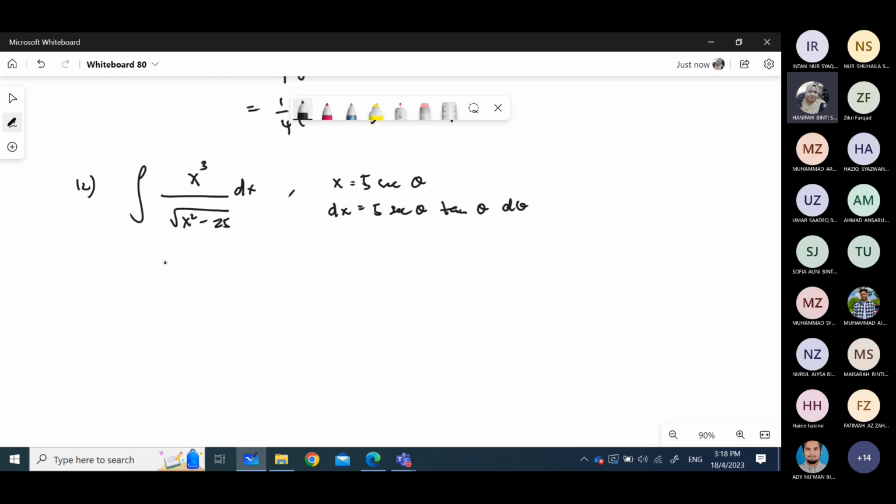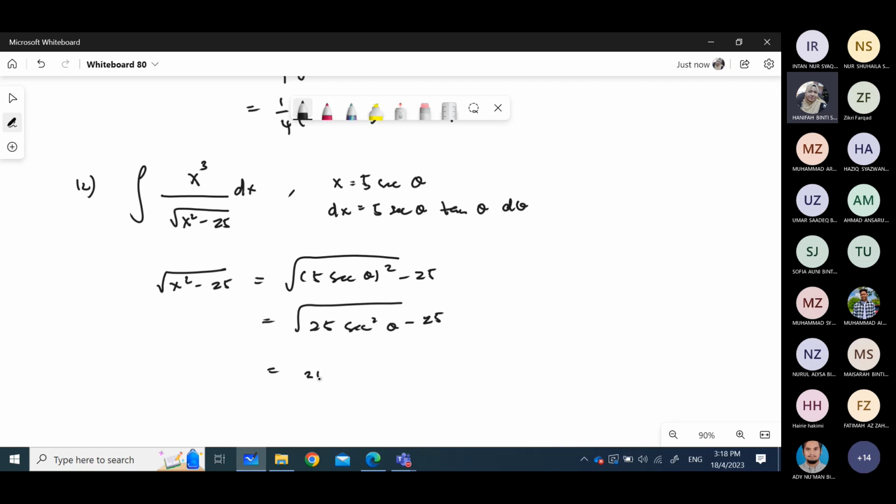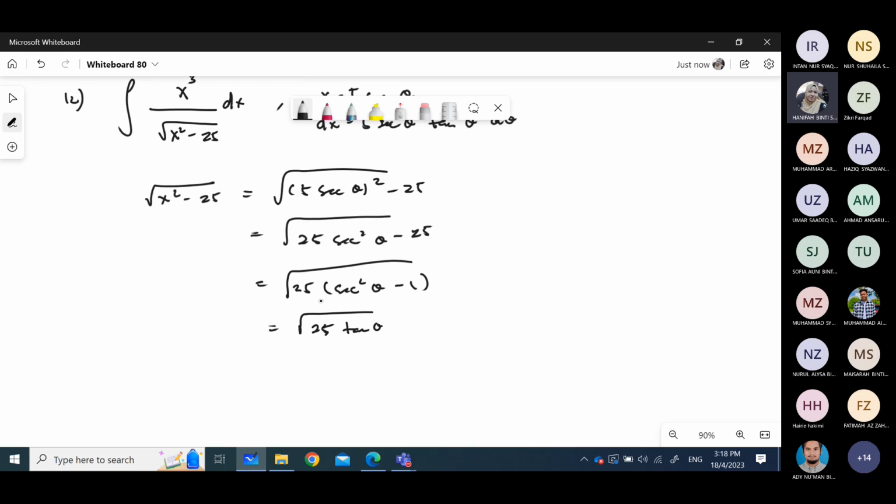Right, so we use this substitution. So solve for radical. So x squared minus 25, it is equivalent with square root 5 secant theta to the power of 2 minus 25. So here we have 25 secant squared theta minus 25. Okay, so simplify, secant squared theta minus 1, so this one equivalent with 25 tangent squared theta. So the radical is 5 tangent theta. So therefore, square root x squared minus 25 is 5 tangent theta. Alright, so next.